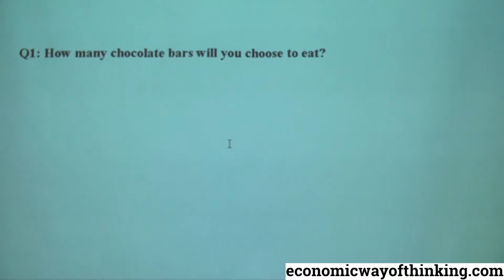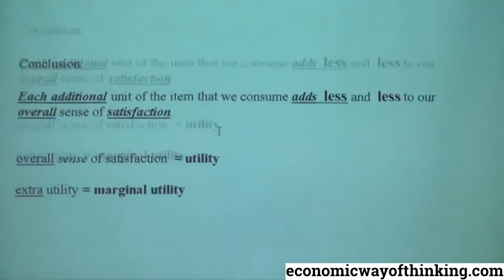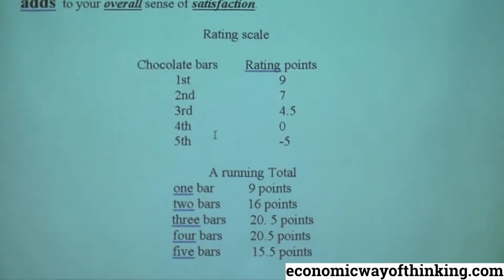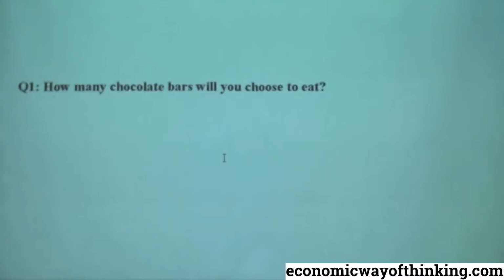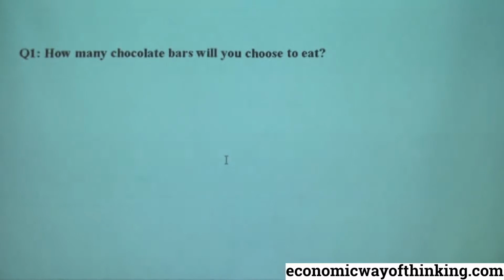So now we're asking a question. How many chocolate bars will you choose to eat? And if you remember, looking at our first table that described the rating points for each additional bar, you will realize that you will be indifferent between eating the 4th bar or not. So basically, the answer to the question is you will be eating 3 or 4 bars.